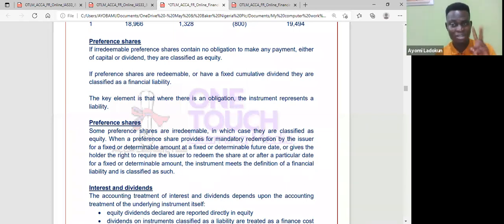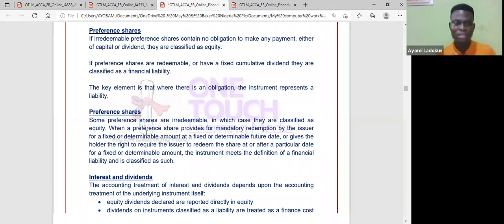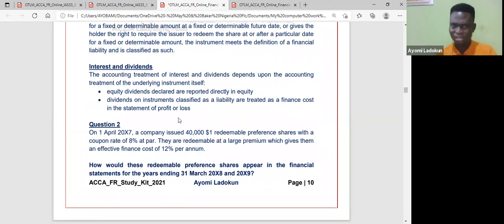So you need to understand that. So preference shares, once I have the contractual obligation to deliver cash, even though it's irredeemable, they are classified as liability. Once I don't have it, they are classified as equity. But once preference shares are redeemable and I need to pay, that's a liability. So the key element is where there is an obligation. Is that okay?